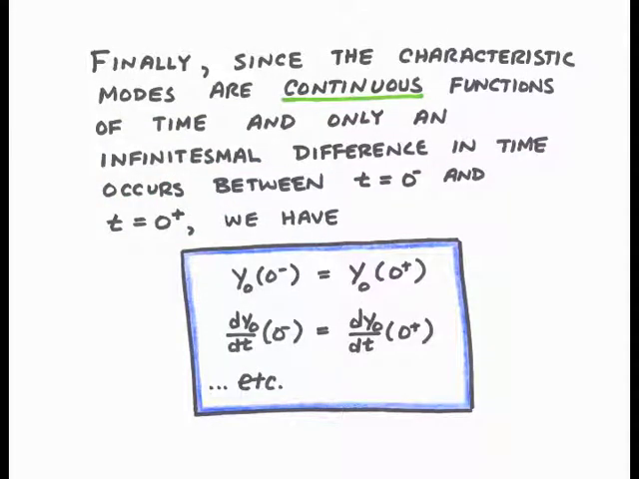We have seen that the total response can be discontinuous between slightly before 0 in time and slightly after. But the characteristic modes are continuous functions of time, and there's only an infinitesimal difference in time between time 0 minus and time 0 plus. So we know the zero input response and its derivatives must be continuous from time 0 minus to time 0 plus.